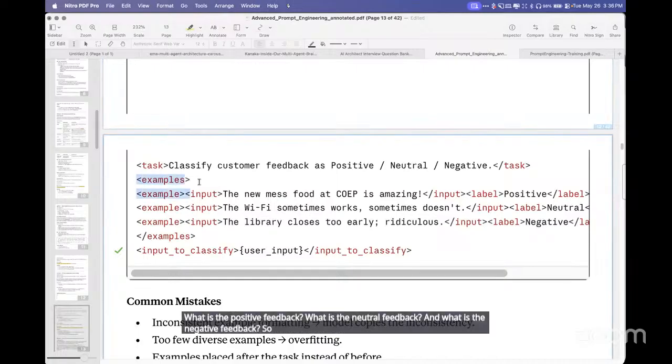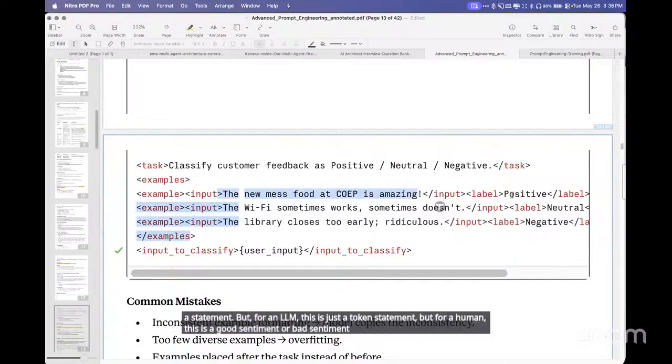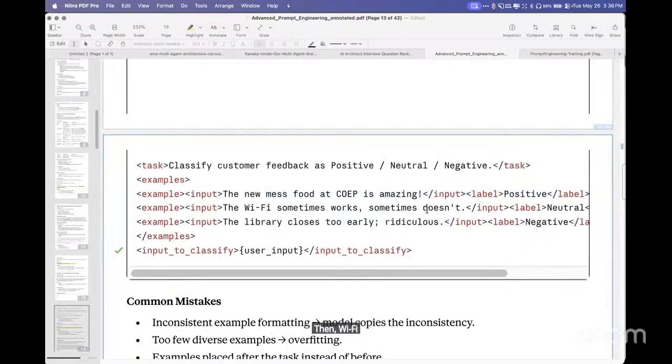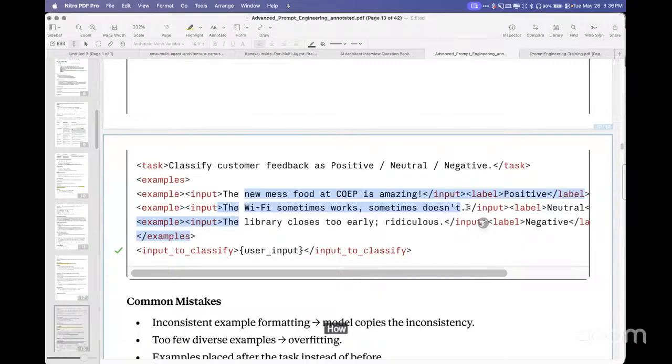So next is an example. We provide: the new mess food at COEP College of Engineering is amazing. This is one statement, and for an LLM it is just a token statement, but for a human this is a good or bad sentiment, which we provide in terms of a label. So the new mess food at COEP is amazing. It is amazing, that means it is positive. Then, Wi-Fi sometimes works, sometimes doesn't. We don't need to provide the exact statements from the reviews, but we provide general natural English examples of how humans talk about good or bad sentiments.